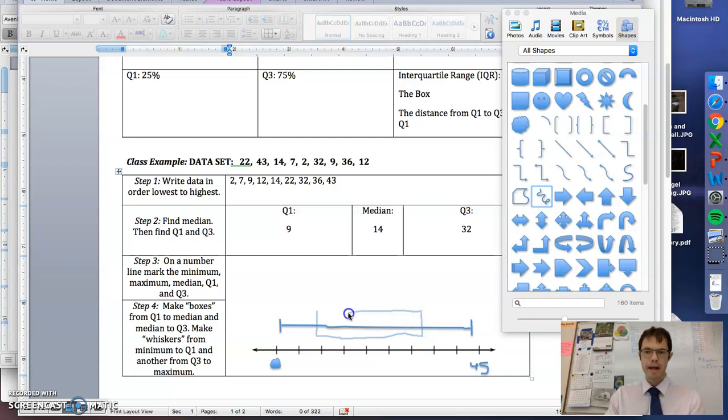There's my box. Now, where do I put the line for the median? Do I put it down here in the middle? No, it's wherever the median actually is. So the median is at number 14. So that's 5, 0, 5, 10, 15. The median line should be right there.